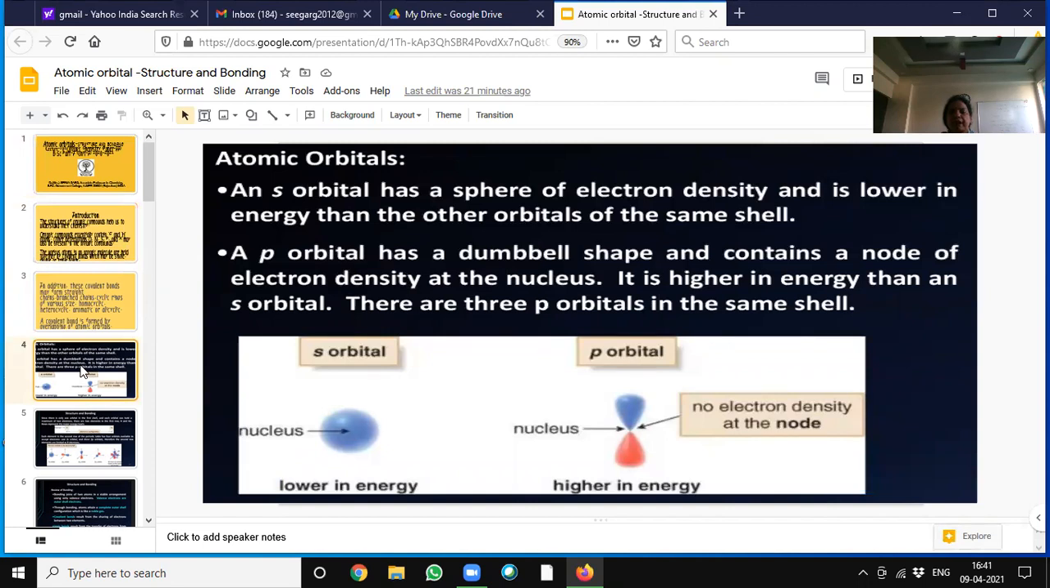Atomic orbitals. An s orbital has a sphere of electron density and is lower in energy than the other orbitals of the same shell. A p orbital has a dumbbell shape and contains a node of electron density at the nucleus. It is higher in energy than an s orbital. There are 3 p orbitals in the same shell. See here, the s orbital is a sphere shape, and this is a dumbbell shape.